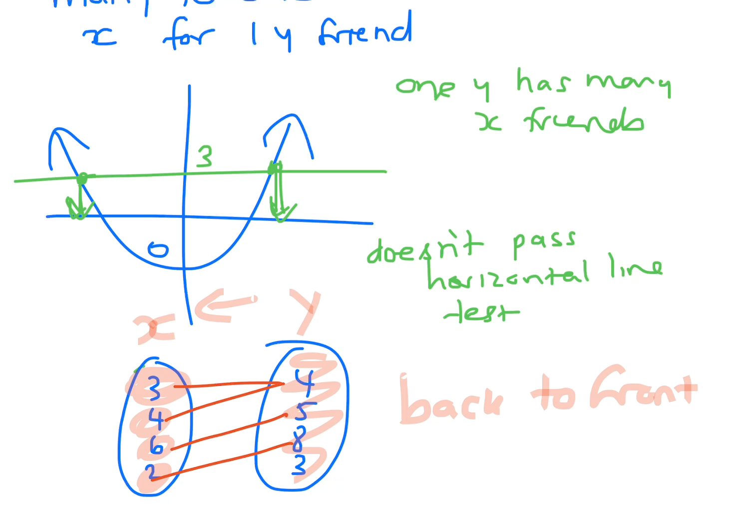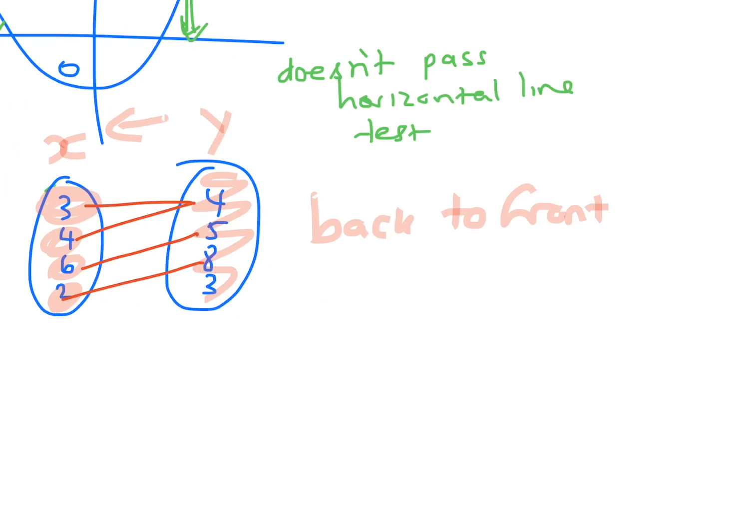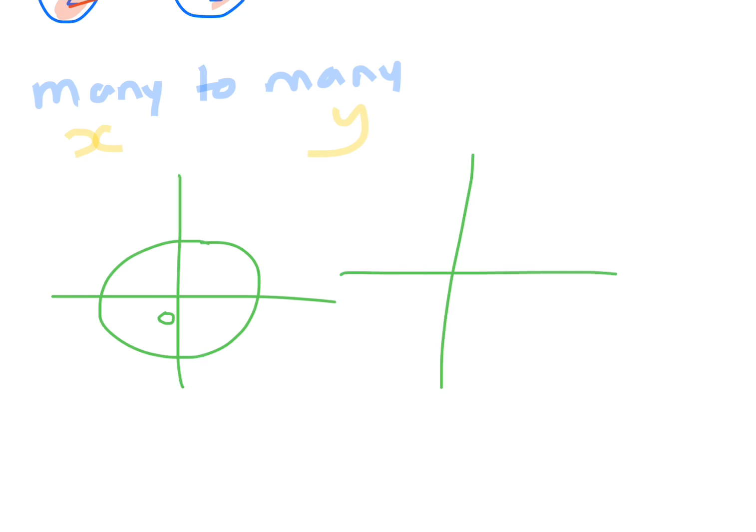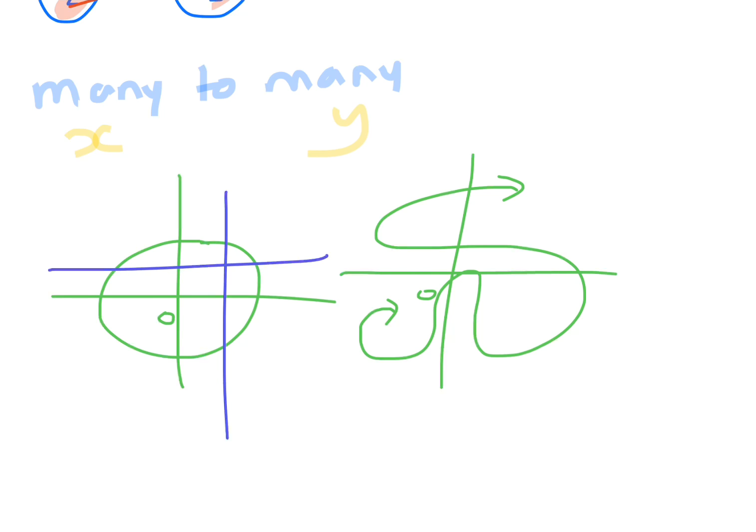Now, the last one that I just want us to look at is many to many, and people often find that pretty simple. So many to many just means that many X's have many Y friends. If you were going to draw a picture of that, it wouldn't pass the horizontal or the vertical line test. That's a bit of a weird curve. But if you look at that, that's the vertical line test, that's the horizontal line test. They both cut twice.